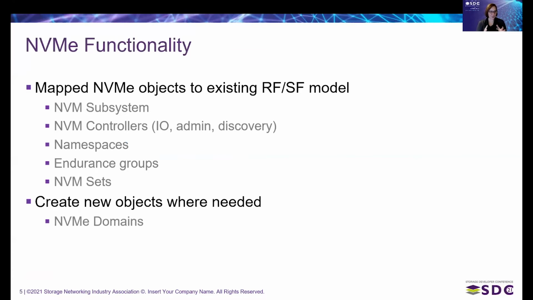We basically took all of the NVMe objects and said, how do they map to Redfish and Swordfish models? And for the most part, we have a fairly straightforward, one-to-one mapping. And we have a couple of places like NVMe domains where we've just needed to create an absolutely new construct because it didn't exist in the NVMe space. We leverage a lot of the existing Redfish and Swordfish storage models, and we also will be leveraging things in the Redfish fabric model as well for the NVMe-oF capabilities. Let me walk through a little bit of what that looks like.